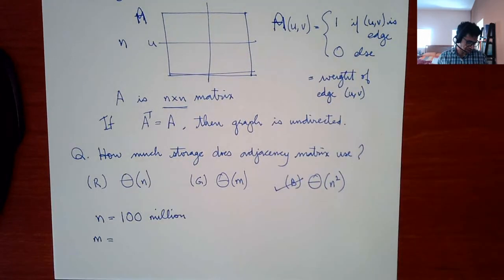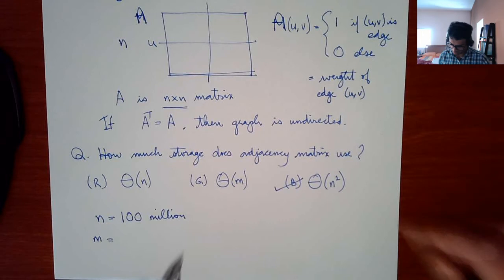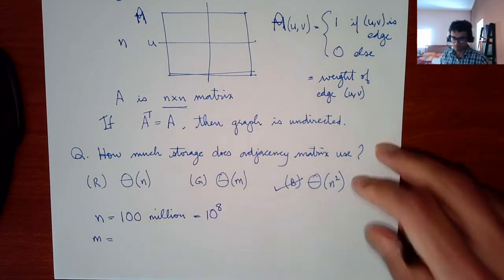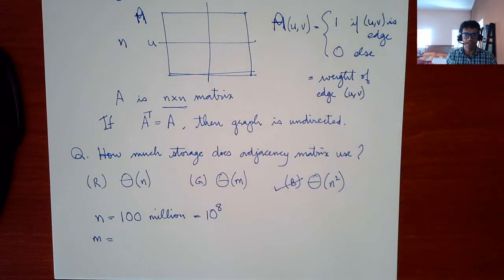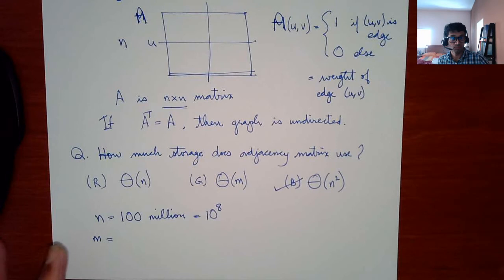How many edges do you think that's going to have? So this is 10 to the 8. Any estimates on how many edges do you think? Let's just say this is the social network within the United States. Okay, so about 100 million people. Rough approximation. How many edges are there going to be?